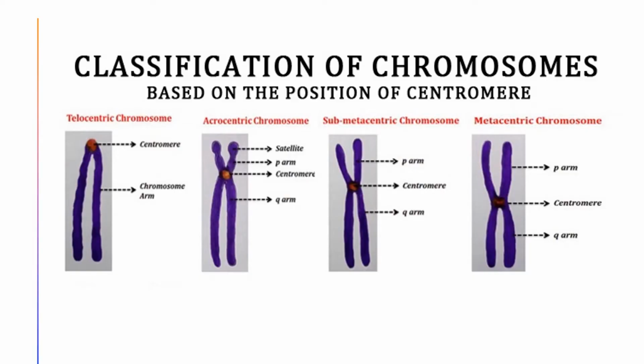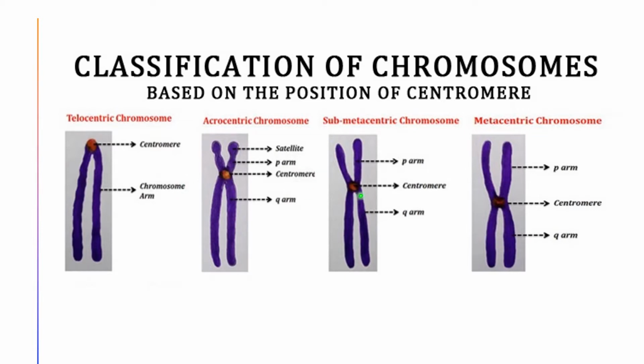Now, as you can see here, the classification of chromosomes based on the position of the centromere. There are four types of chromosome based on the position of the centromere. Amongst the four types, the first one is telocentric chromosome, second one is acrocentric chromosome, third one is submetacentric chromosome, and the fourth one is metacentric chromosome.